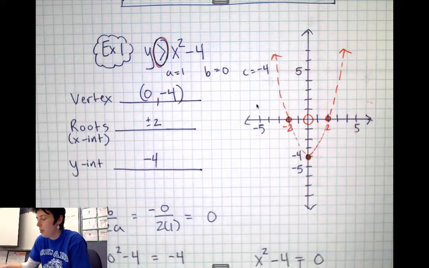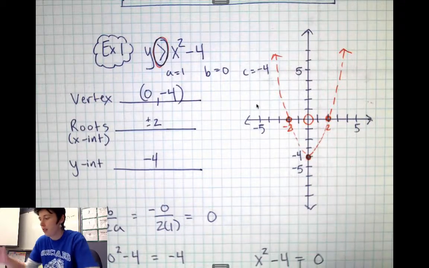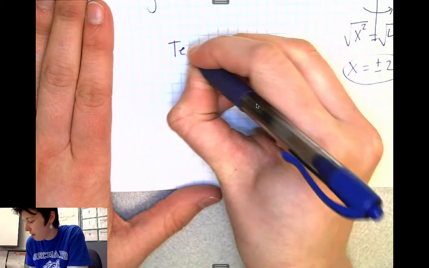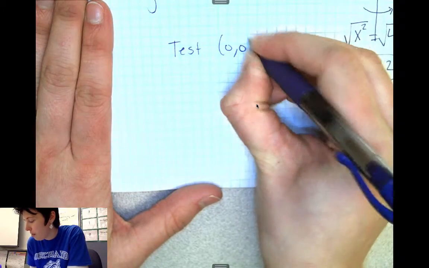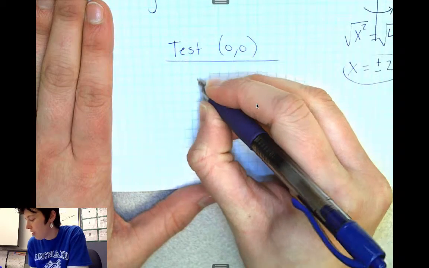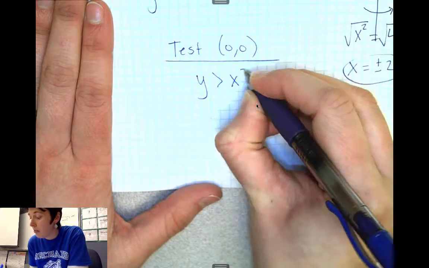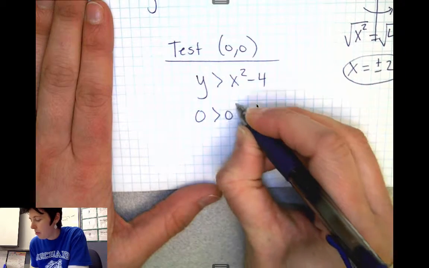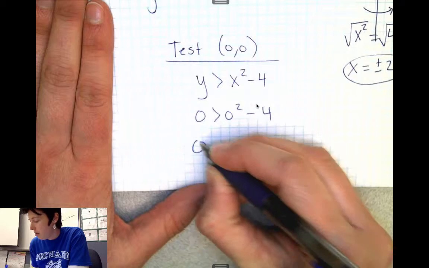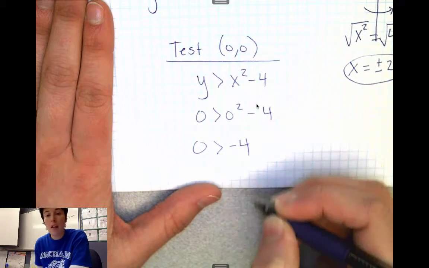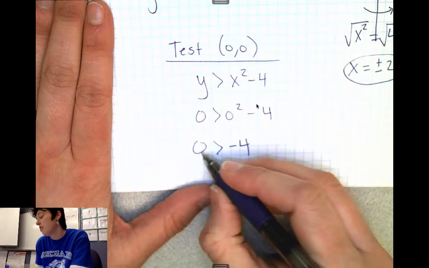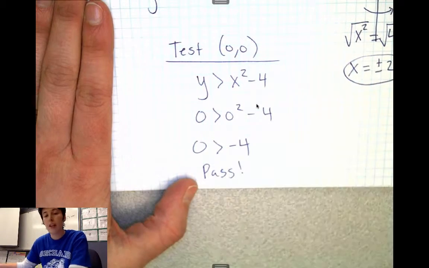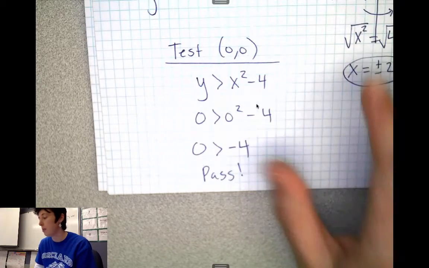It's the simplest one. So I'm going to run a quick test on 0, 0, and I'm going to do that down here. I'm going to write test 0, 0. And 0, 0 is going to be a fast test because the equation is y is greater than x squared minus 4. So if I put in 0, 0 is greater than 0 squared minus 4. 0 is greater than minus 4. And that is true. 0 is greater than negative 4. This one passes. Awesome.